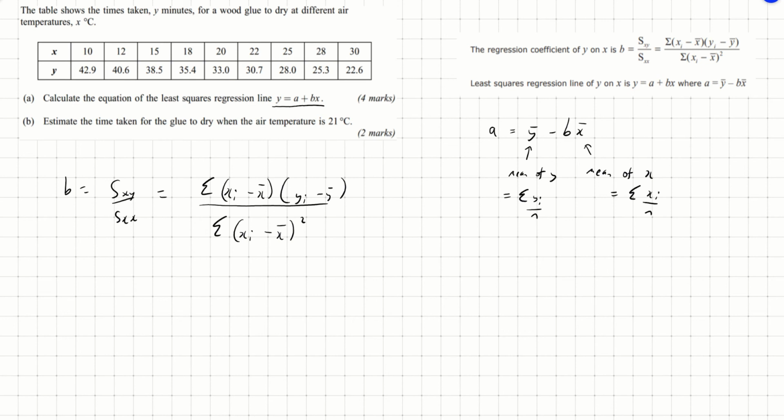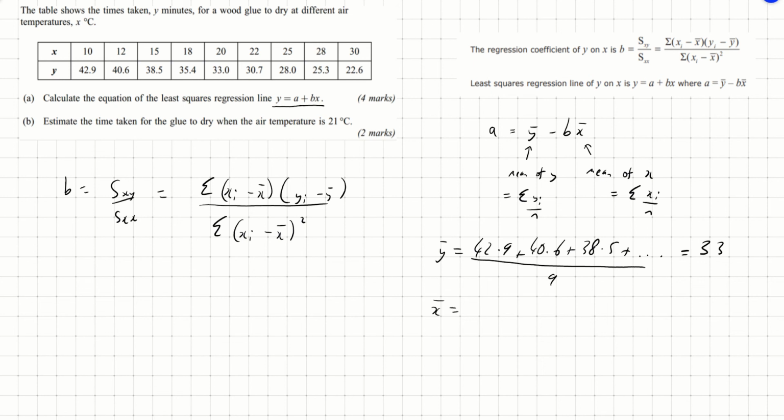Anyway, for our question, the first thing we're going to work out are y bar and x bar. Well, y bar is the sum of the yi's divided by n. The y's are these values at the bottom, the time in minutes. So to work out y bar, we have to do 42.9 plus 40.6 plus 38.5 plus and so on, divided by how many there are. There are 9 different data points, so it's all divided by 9. I'm not going to write it out in full, but if you do this in full, you should get 33 as your answer.